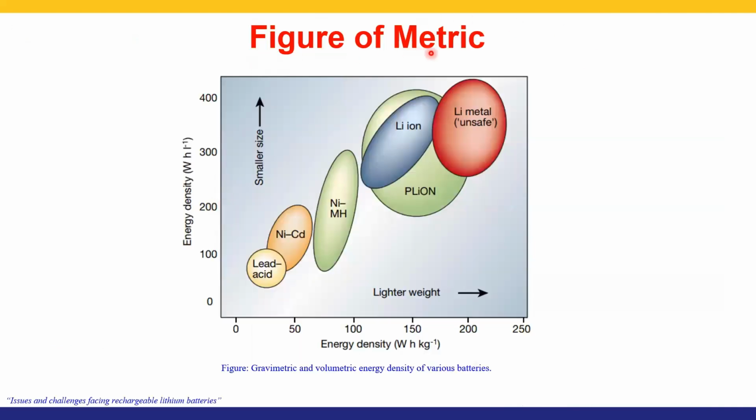Now here comes our last slide before we go to the summary. So this is a figure of merit for secondary, rechargeable batteries. We have the lithium-ion battery that has higher energy density as compared to the nickel metal hydride and nickel cadmium. And this PLiON is a lithium polymer battery, which uses polymer as the electrolyte instead of liquid electrolyte. Most of the time, we do not use metallic lithium as the anode of a lithium-ion battery because the formation of dendrites can easily protrude the separator membrane and cause thermal runaway.